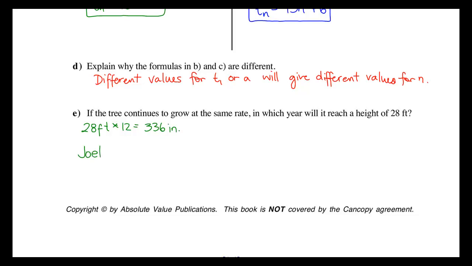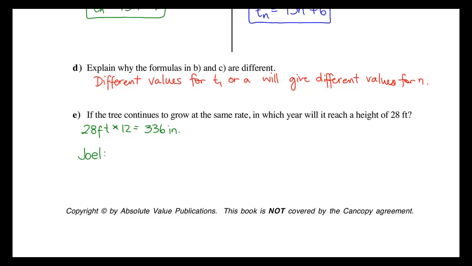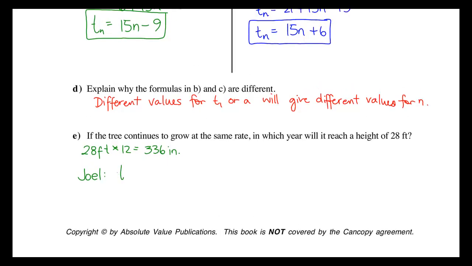So for Joel, using our general term up here, Tn equals 15n minus 9, instead of Tn, I'm going to plug in that 336. So 336 is going to equal 15n minus 9. Let's add 9 to both sides here. So we get 345 equals 15n. Dividing both sides by 15 gives us a value of n equals 23.